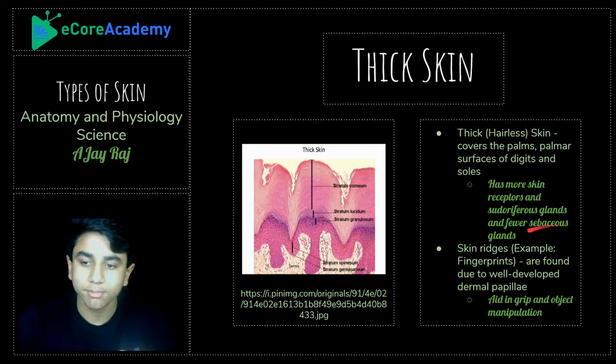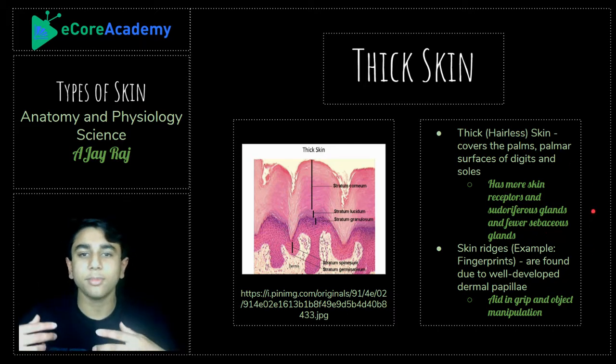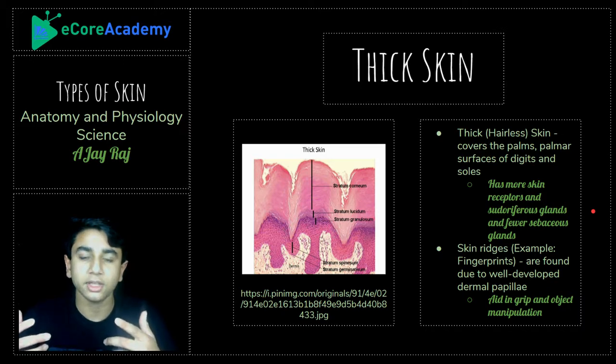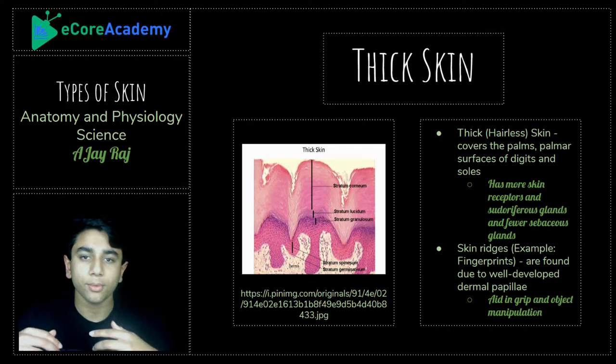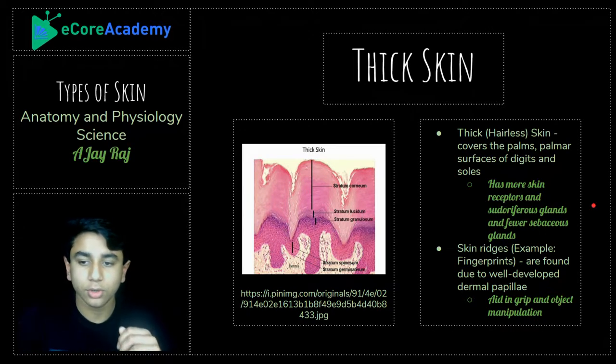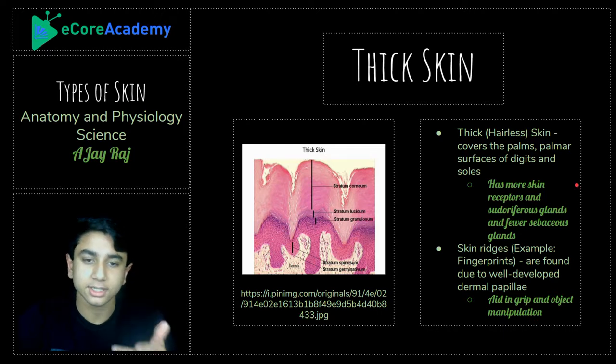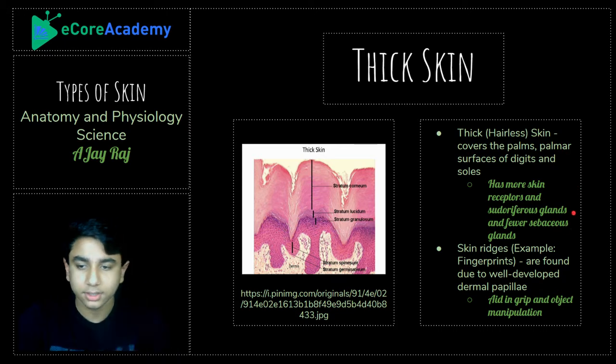And it has fewer sebaceous glands. Sebaceous glands are basically the kinds of glands that help promote hair growth and help promote the enlargement and stimulation of the pores. So, of course, since thick skin has no hair coming out through the ends, it has very few sebaceous glands.